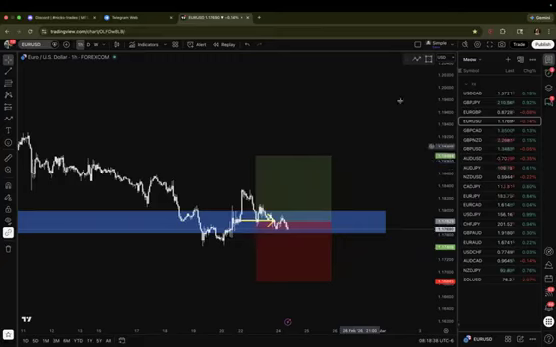So the idea would be that, okay, if it starts moving into profit, let's just hold the trade, because if it starts moving into profit, it's great, perfect, sweet. It's like, leave it alone, it's working.